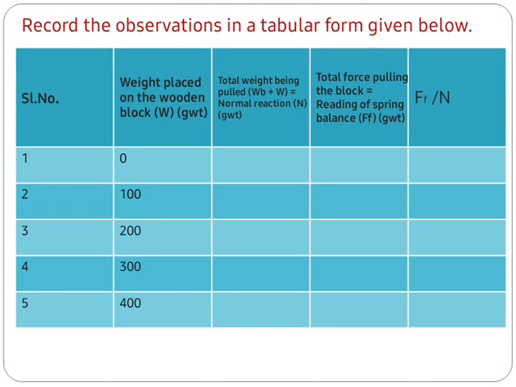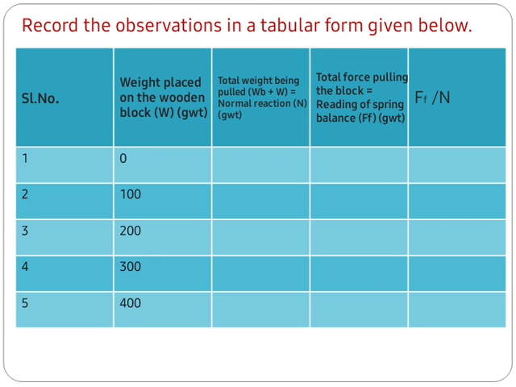In the first column, mention the serial number. In the second column, mention the weight placed on the wooden block. Let it be W. In the third column, mention the total weight being pulled. It is the sum of the weight of the wooden block and the weight placed on the wooden block. Let it be N.